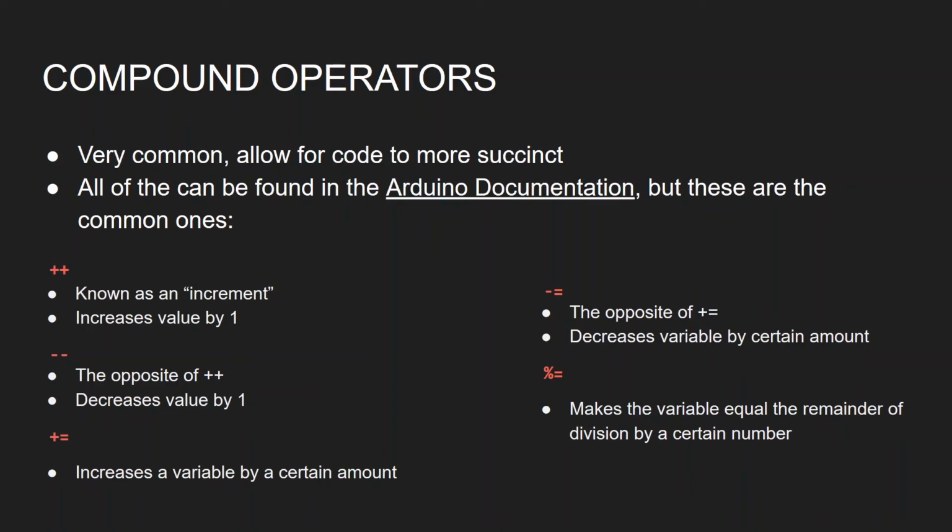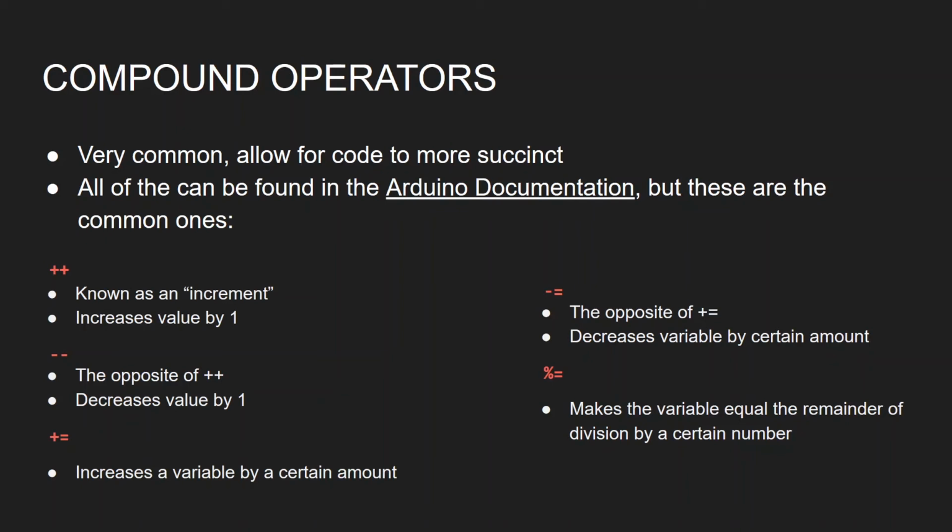Compound operators let us do arithmetic in a lot more shorthand form. And they're very common just because it allows code to be a lot shorter and succinct. So plus plus will increase a variable by 1, minus minus will decrease it, plus equals allows us to do the same as plus plus, but it doesn't have to be 1. So we can increase a number by 3, 10, or whatever. Minus equals lets us do the opposite, and modulo equals lets us take the remainder, similar to before, and set the variable to be that number.